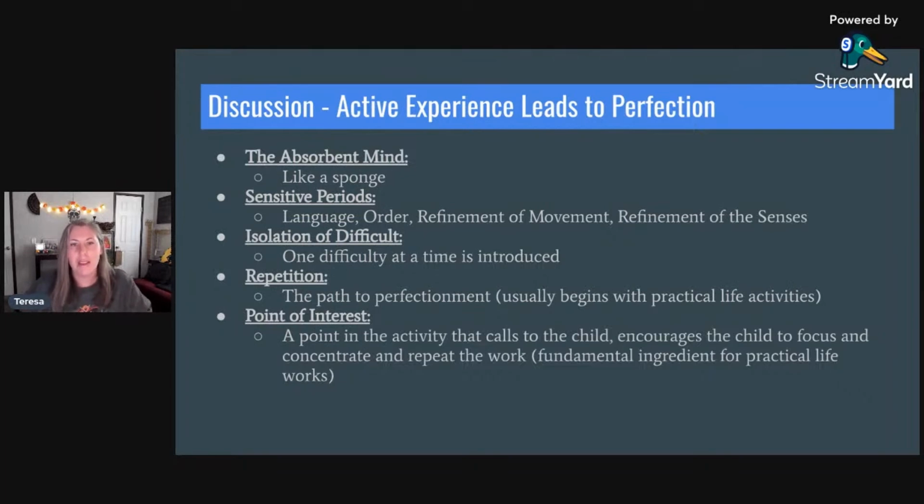And so when we're talking about this perfection, we really need to think about the absorbent mind. We need to think about sensitive periods. We need to think about the isolation of difficulty. What is it that the child needs to accomplish in this one work before they go on to other works that might combine difficulties? We need to think about repetition, and we need to think about that point of interest. What is that interest for the child?